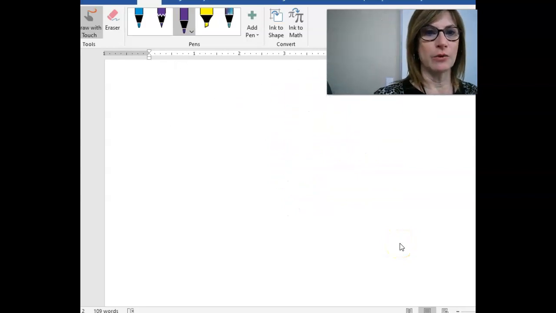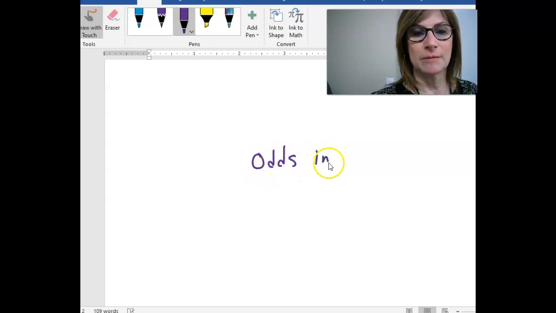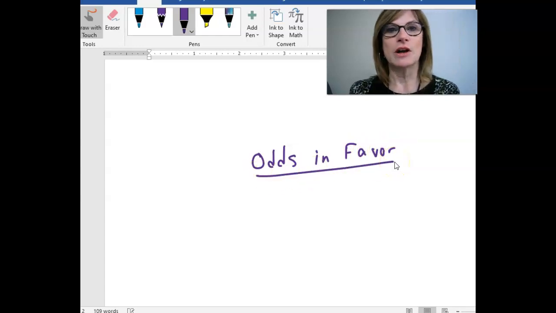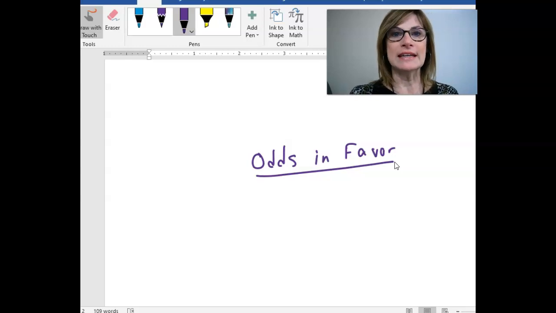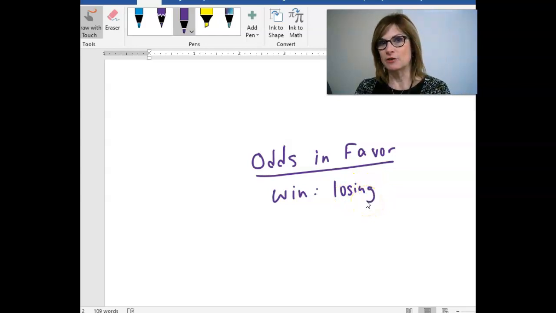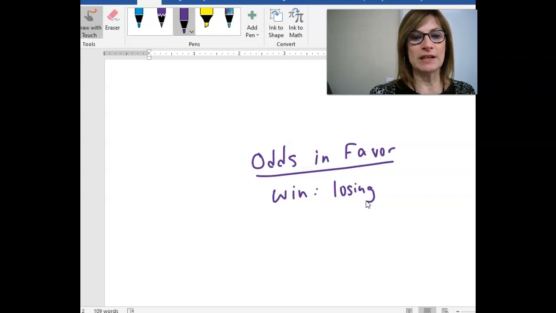Okay, last thing, and I don't have typed notes about this yet. Because we also have odds in favor. You don't see this nearly as often as you do odds against. But odds in favor would be winning to losing. And you see odds in favor with things like horse racing, although some horse racing is going to odds against now. But odds in favor would be winning to losing.